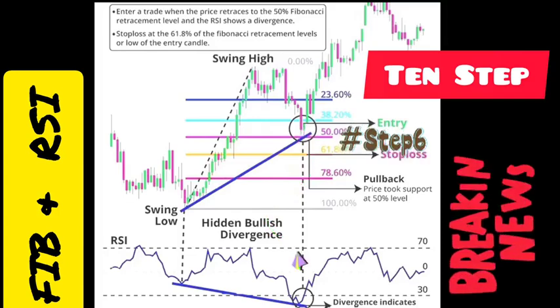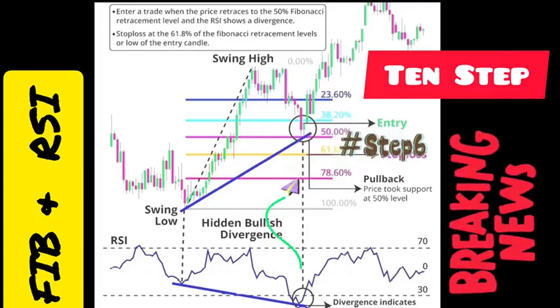Step 6. Enter the trade. Enter your position when two things happen. First, price bounces clearly from the 50% level. Second, RSI divergence is confirmed. This is your entry signal.